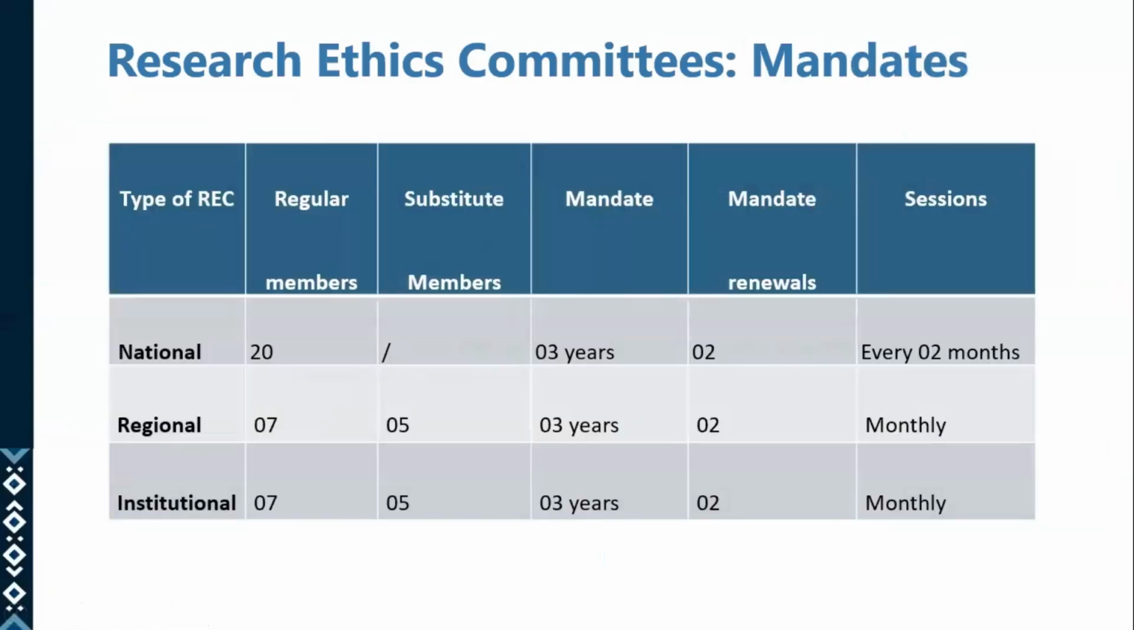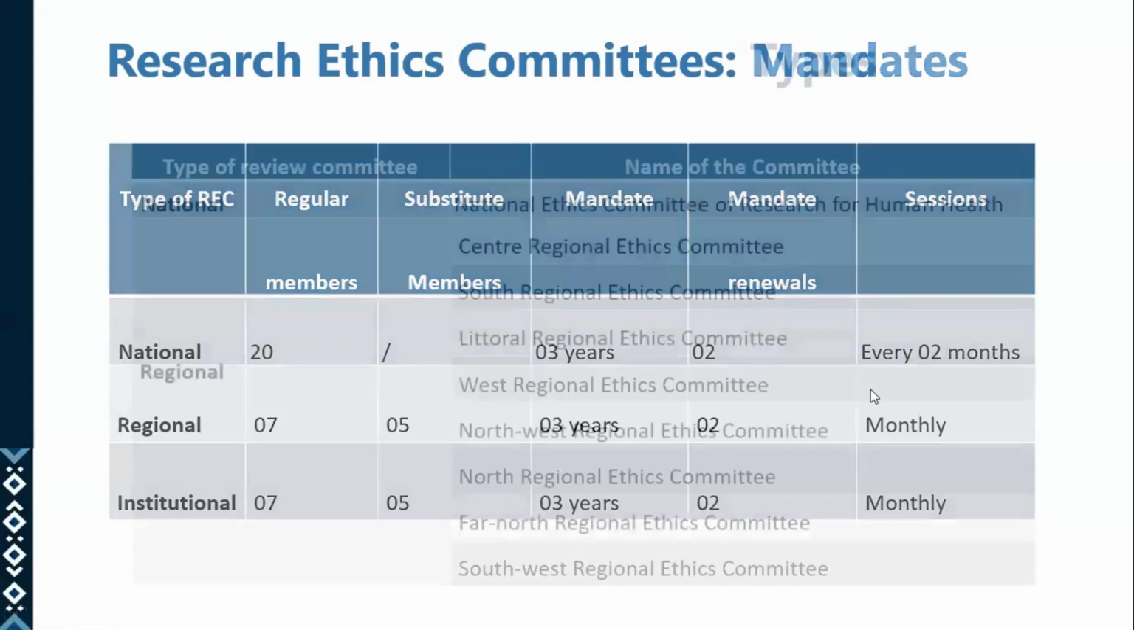The mandates of the Research Ethics Committee in Cameroon are according to the National, Regional, and Institutional type of Research Ethics Committee: the regular members, the substitute members, the mandates, and the number of renewals they can have on their mandates, and the sessions the Research Ethics Committee has.